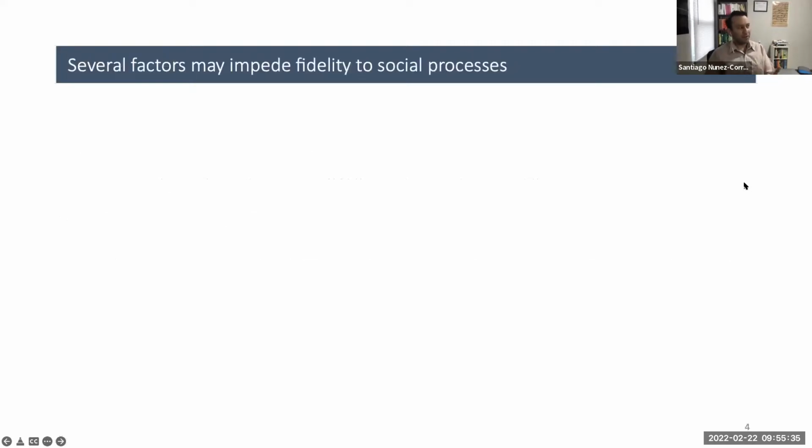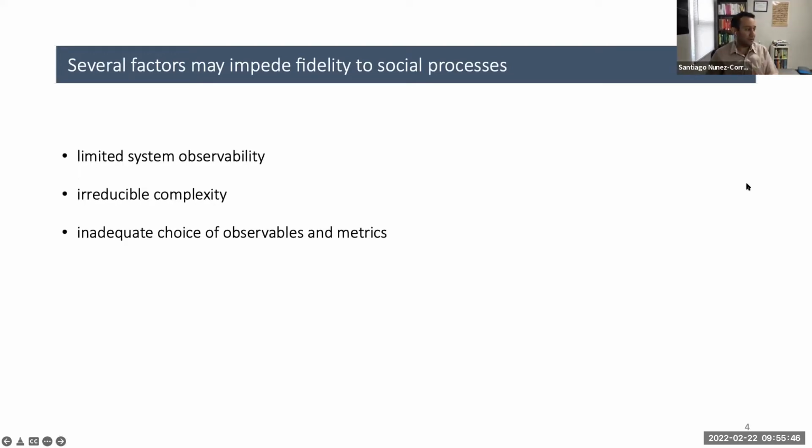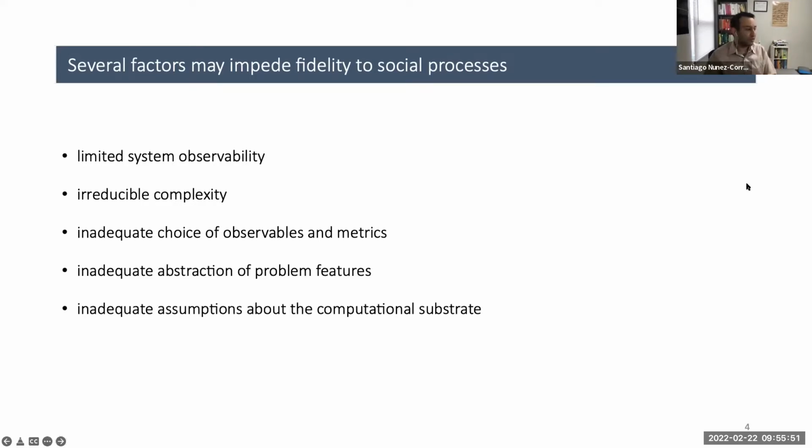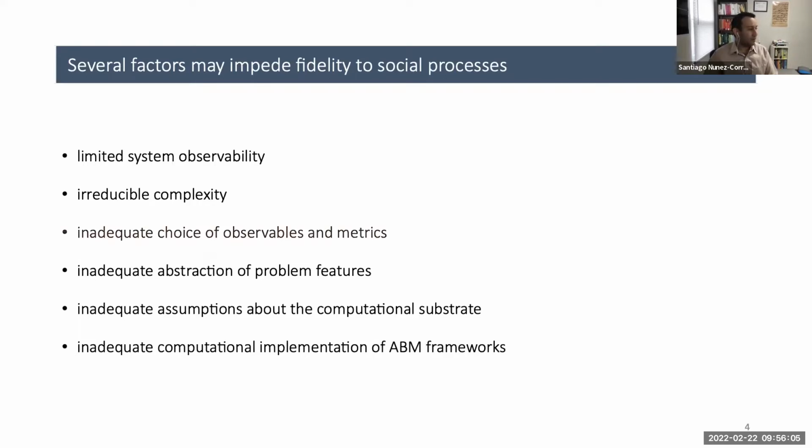So there are many factors that impede fidelity. One of them is limited system observability. Maybe we can't see everything that's happening. Maybe there's irreducible complexity that we don't know about. There's an inadequate choice of observables and metrics, an inadequate abstraction of problem features, or maybe inadequate assumptions about the computational substrate, and of course, inadequate computational implementation of the ABM frameworks. We are going to focus today on a bit of the choice of observables and metrics and the computational implementation of ABM frameworks. So let's go directly to the examples.